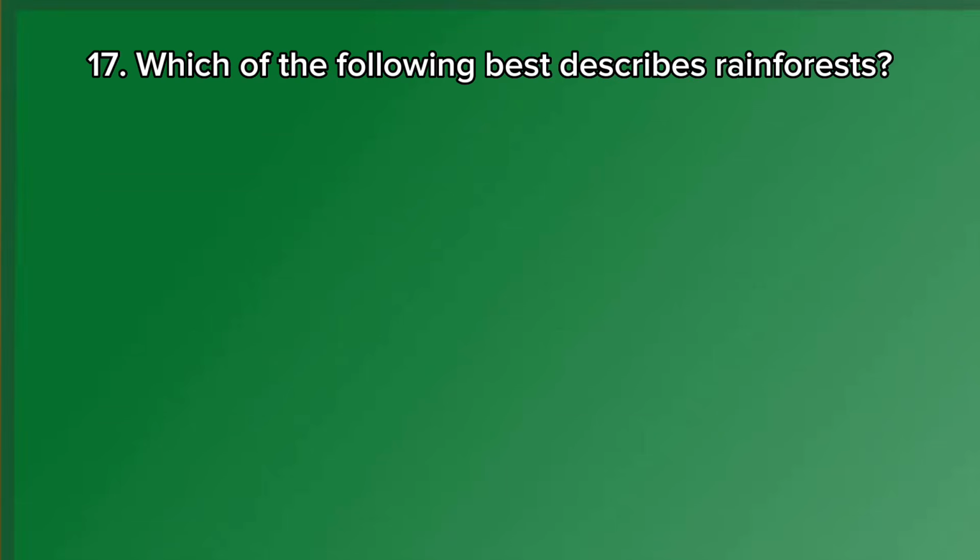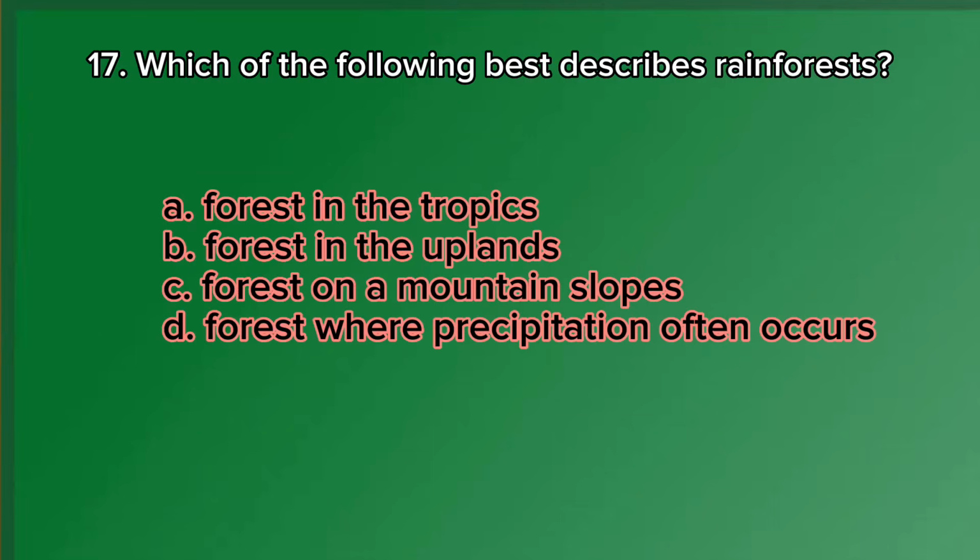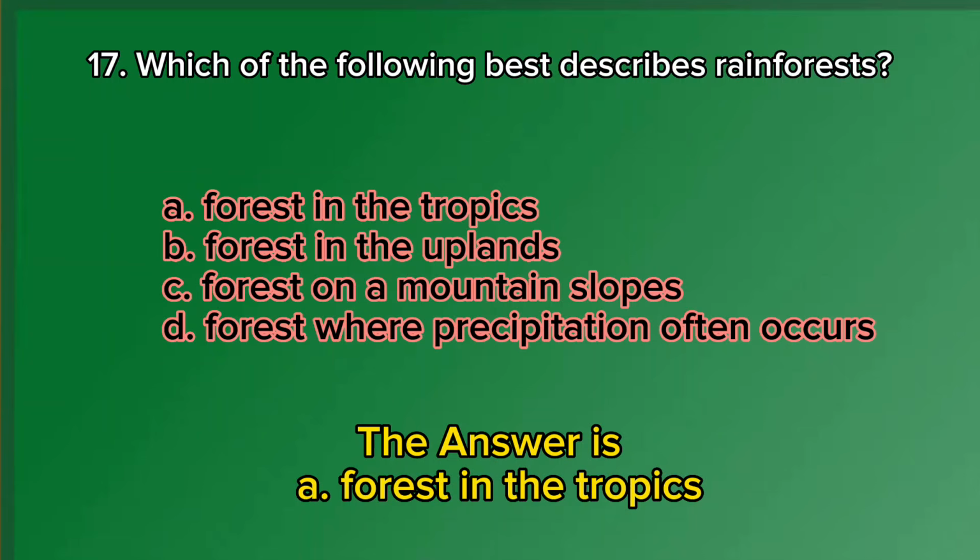17. Which of the following best describes rainforests? A. Forest in the tropics, forest in the uplands. C. Forest on a mountain slopes, forest where precipitation often occurs. The answer is A. Forest in the tropics.